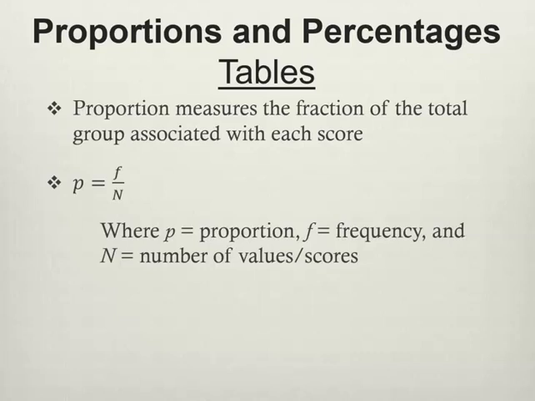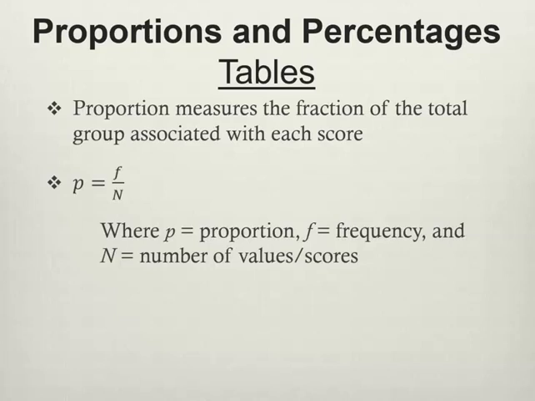So for example, we can add proportions, right? So a proportion is measured with the fraction of the total group associated with each score, right? And the formula for finding a proportion is quite easy, right? It's to divide the frequency of a score, the number of times it occurred, by the total number of scores. So remember, 4 people got a 10 on our quiz, right? And we had a total of 12 scores.